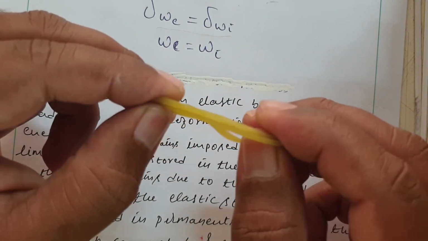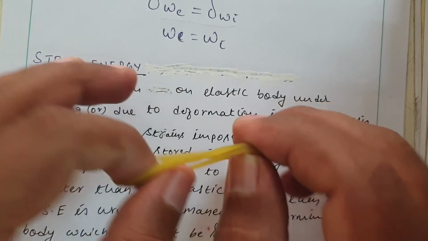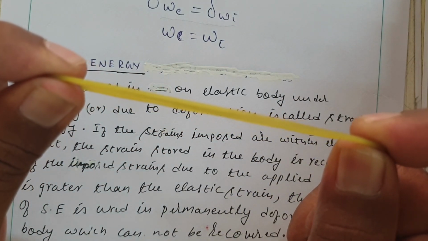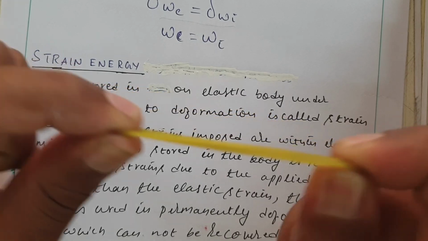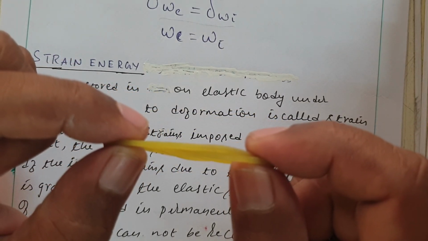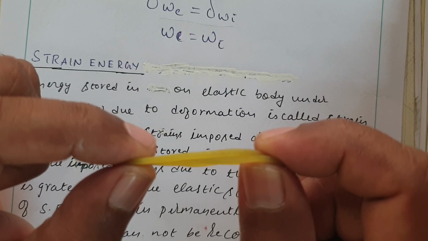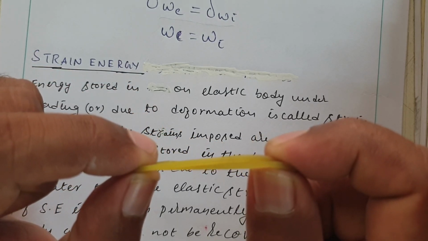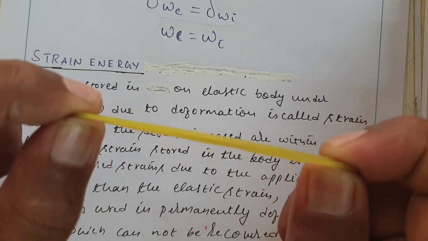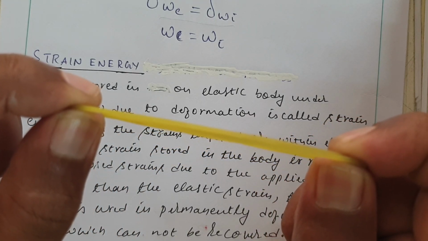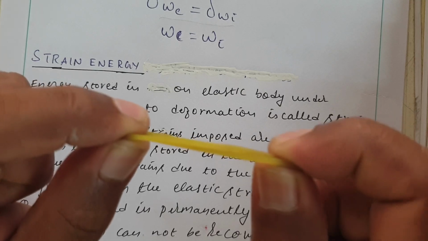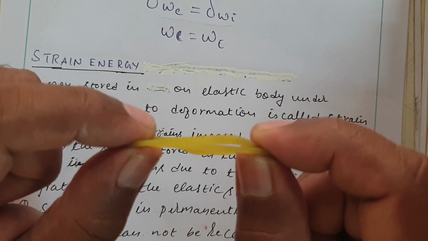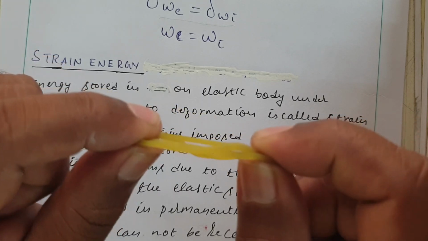This is the elastic body I considered. If I apply a load, it will undergo deformation. Once I release the load, it will reach its original position. That indicates that if the body is under elastic limit, whatever strain energy is applied on the member will be released, only in the case of elastic limit.